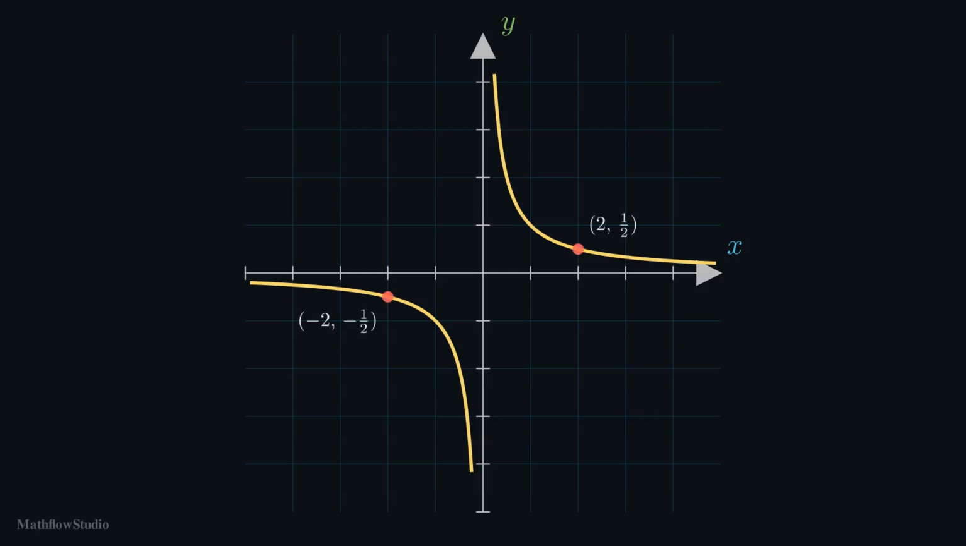The two branches also match by symmetry through the origin. Changing the sign of the input changes the sign of the output. A half turn around the origin sends one branch directly onto the other. That makes the reciprocal function an odd function.